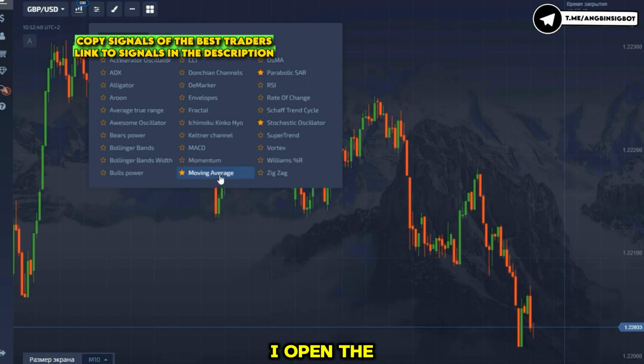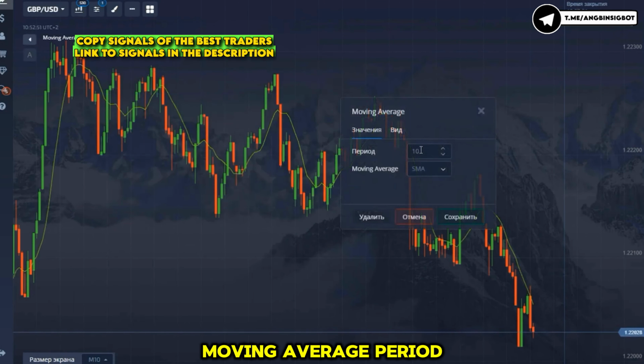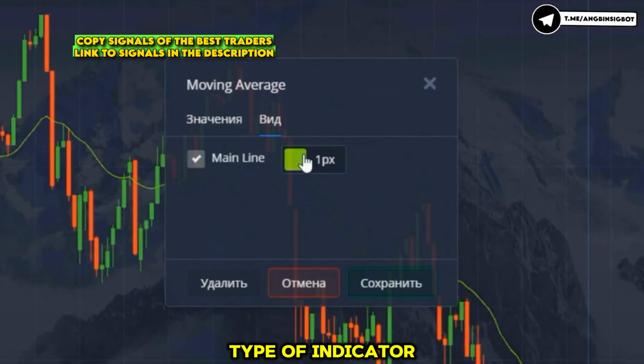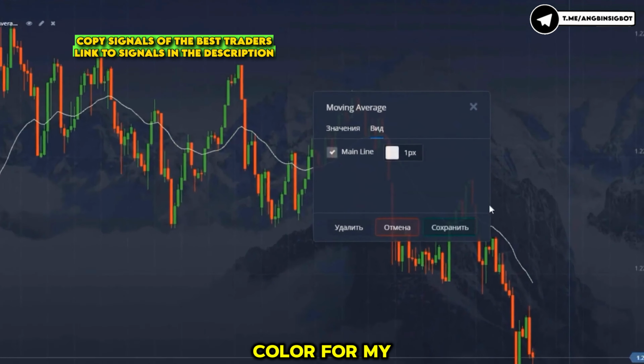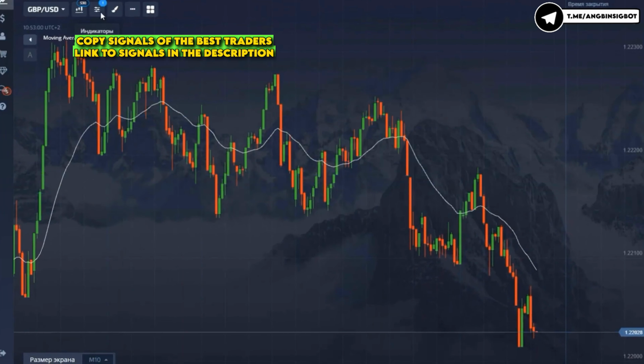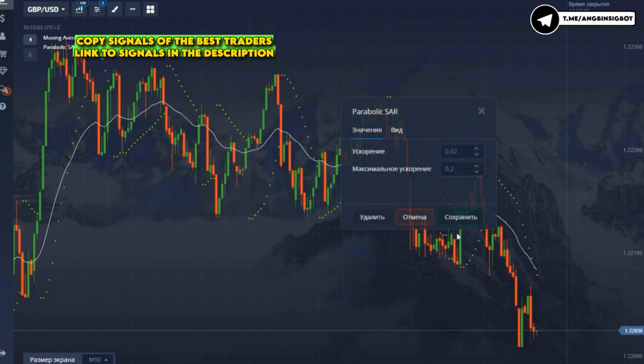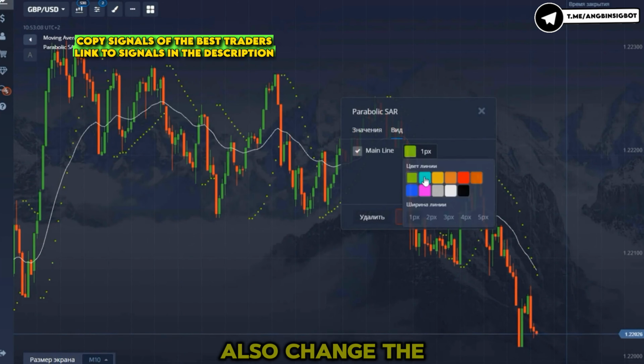First of all, I open the moving average, period 28, and pay attention to the type of indicator. I change the color for my convenience, you don't have to do this. Next is the parabolic SAR. The settings here are standard. I also change the color.